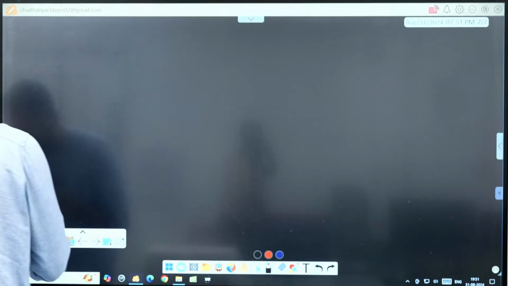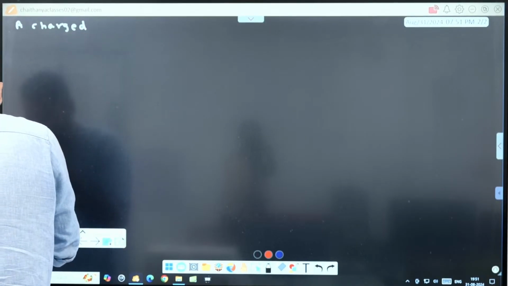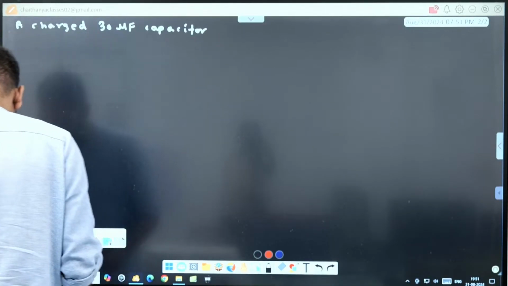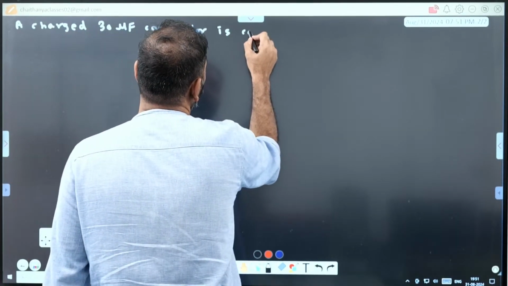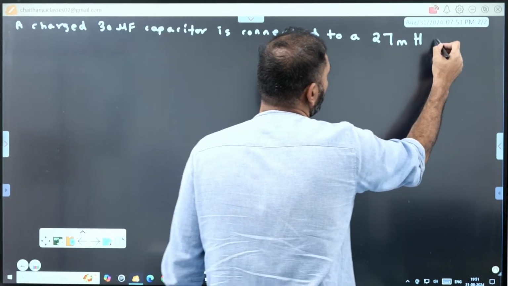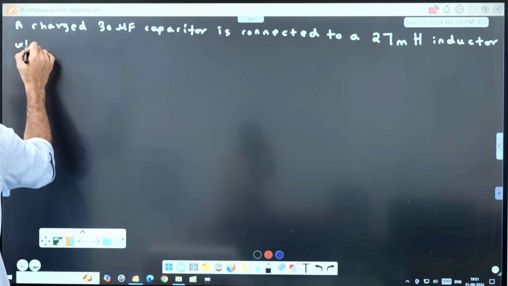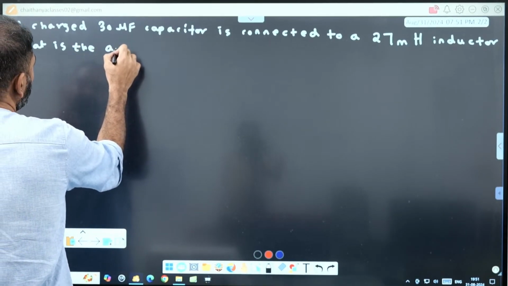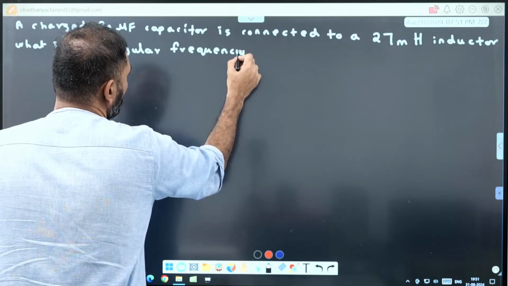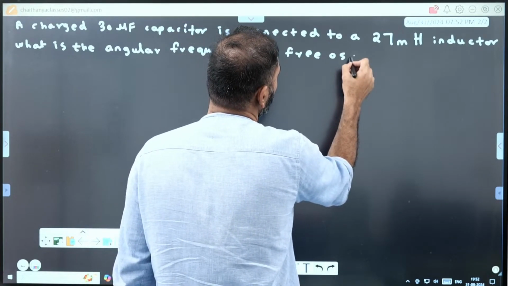Next question. A charged capacitor is connected to a 27 millihenry inductor. What is the angular frequency of free oscillation?